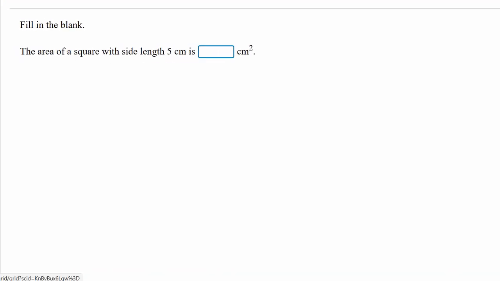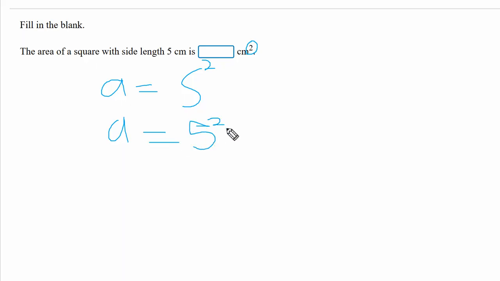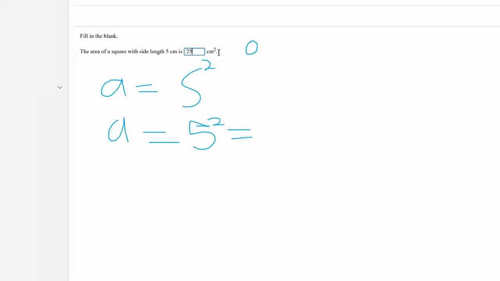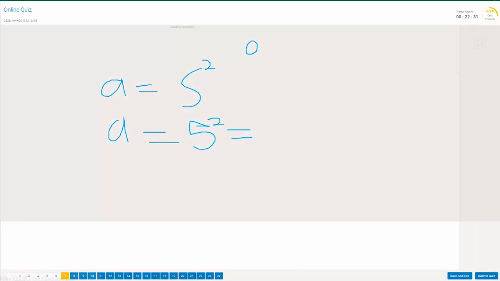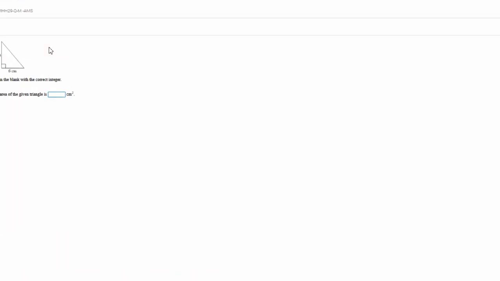Area of a square with side length 5 centimeters. Another hint here: the area is equal to S squared. So side squared. How do I know that? What helps me out here? The squared at the top. So what is the area? A is equal to 5 squared. 5 times 5 is 25. There you go. I'm sorry I'm rushing. I just want to cover as much as I can in the time I have.